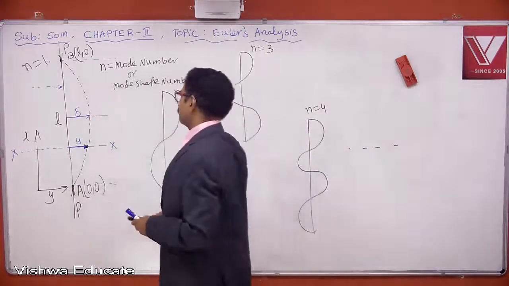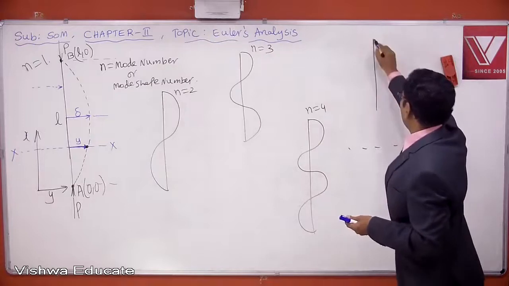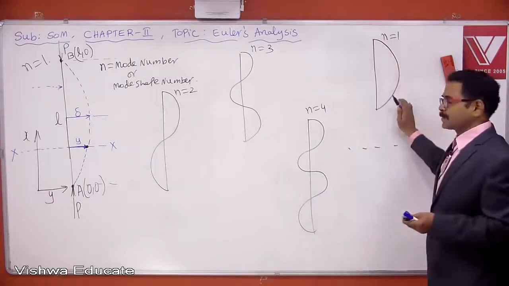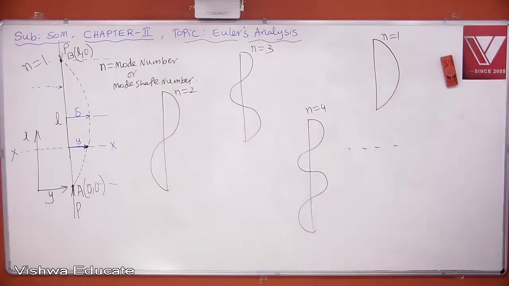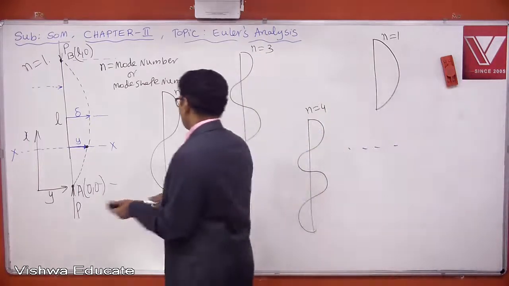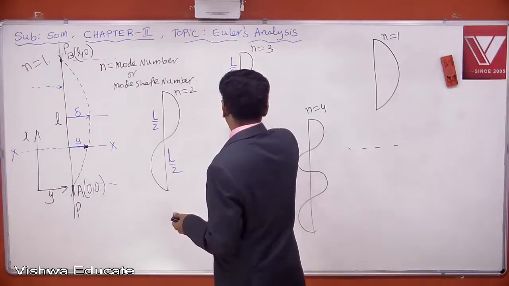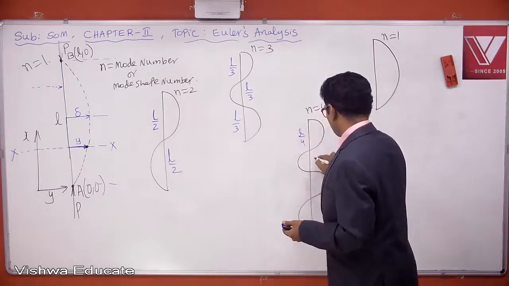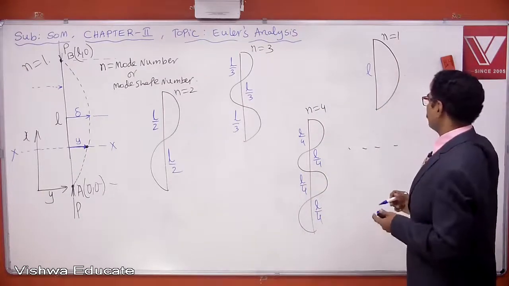You don't need to write all these things. Simply you may copy like this. If any column buckles like this, mode number is 1. So first you may copy this, then copy this, and so on. So let us add these things: this is L by 2, this is L by 2; this is L by 3, this is L by 3, this is again L by 3; this is L by 4, L by 4, L by 4, L by 4. Here L is length of column. This is L. This is L. Please copy.